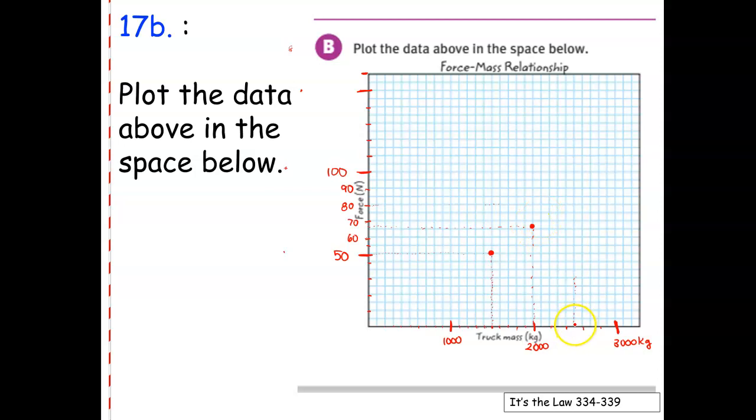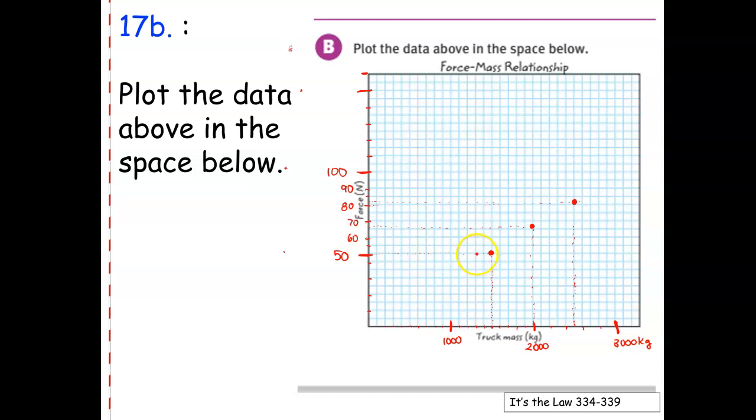Okay, so then we take it to our third scenario, 2500, and we want 82. So not quite 85. So there's my 3 points.